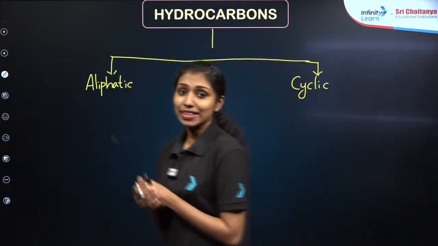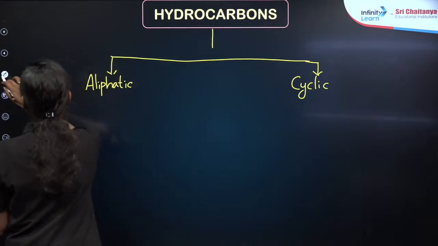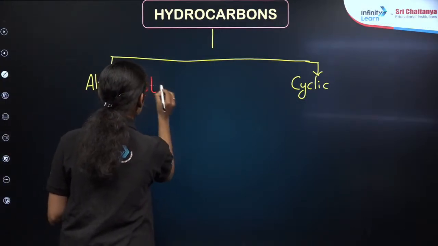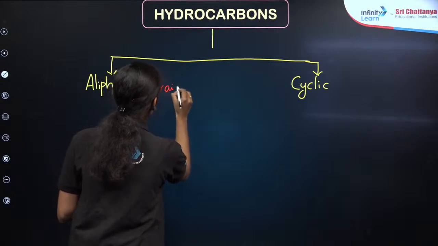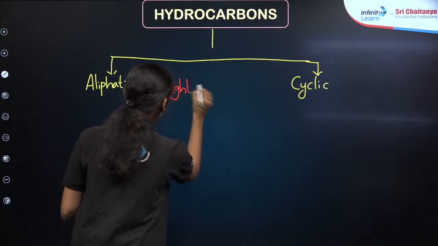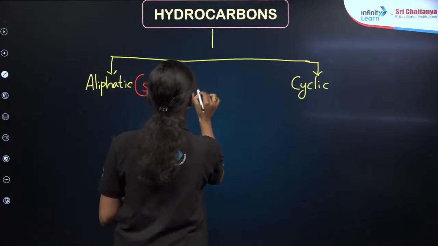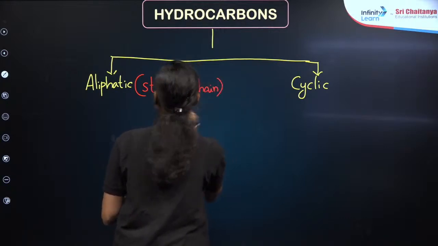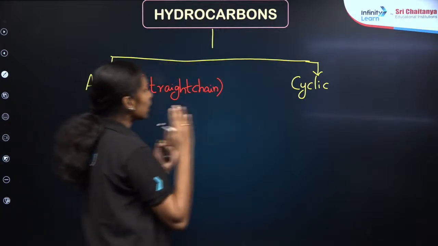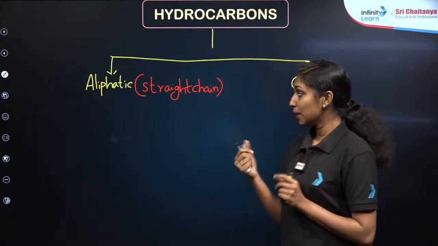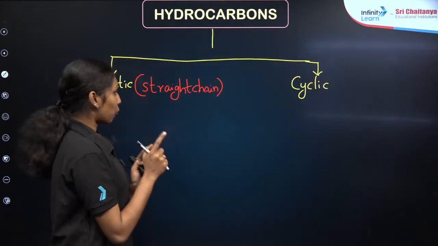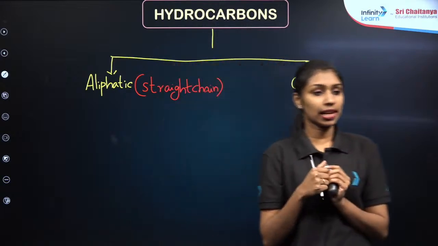Okay, what do you mean by aliphatic hydrocarbons? The hydrocarbons which have only straight chain carbons, right? There will not be any cyclic structure or benzene-like rings. Straight chain hydrocarbons are commonly known as aliphatic hydrocarbons. In the case of cyclic, just like the name, there will be cyclic compounds, like aromatic compounds or benzenes. Let us see the classification.